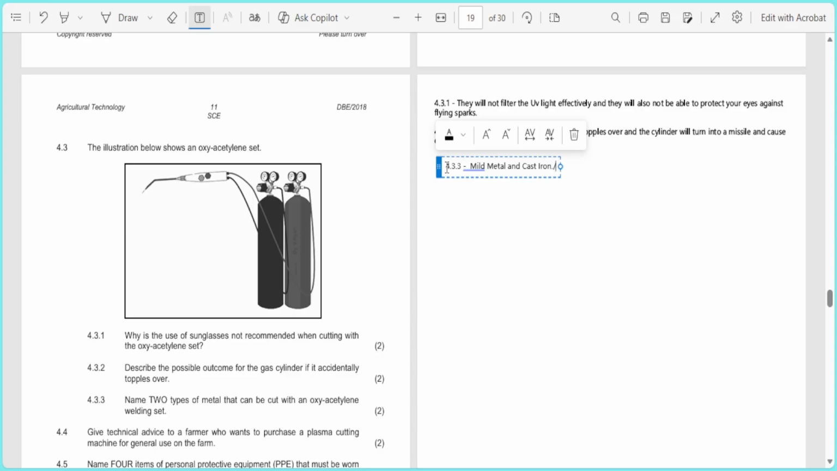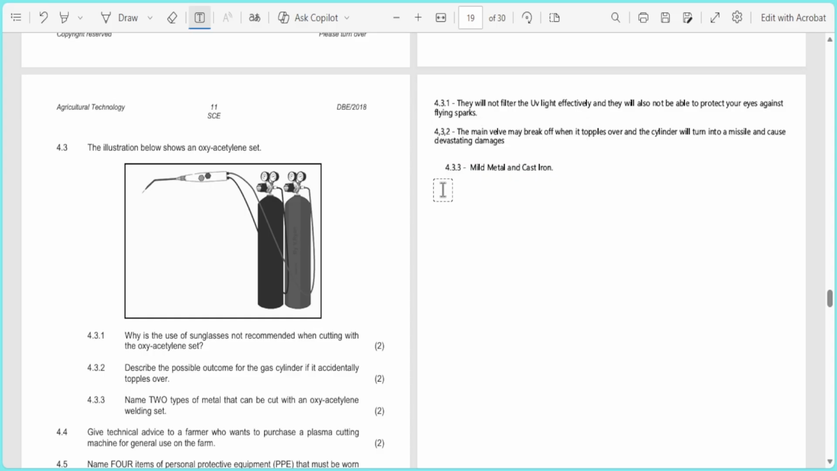I was trying to contrast between ferrous and non-ferrous metals, and just to demonstrate that oxyacetylene doesn't work on all metals, right? Only on ferrous metals. For non-ferrous metals, you'll have to opt for a different cutting method.